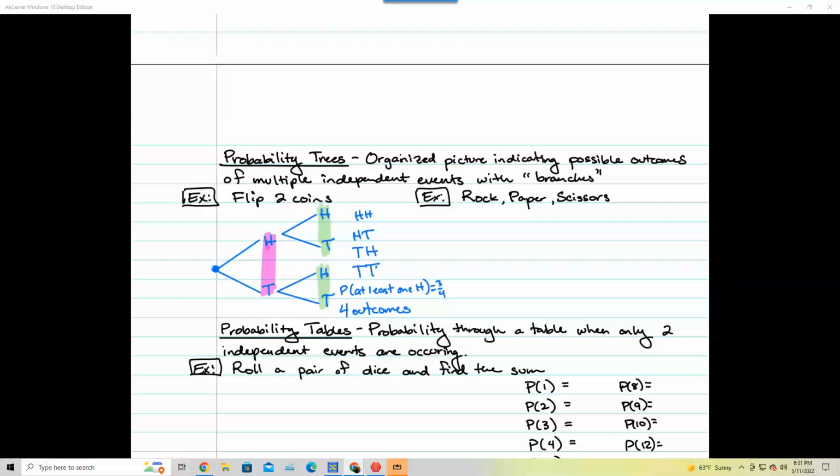That first one, you got two heads, which is great. That's at least one. Okay. So that's an example of a probability tree. Let's show you one more example, and hopefully it'll make sense.